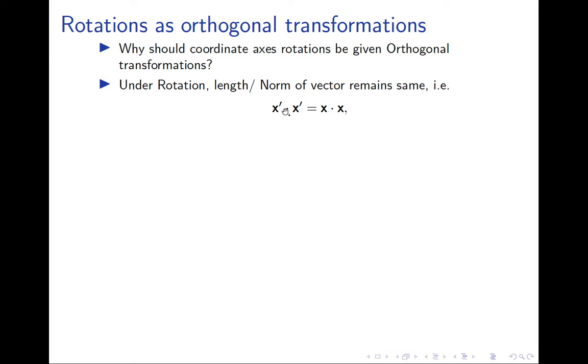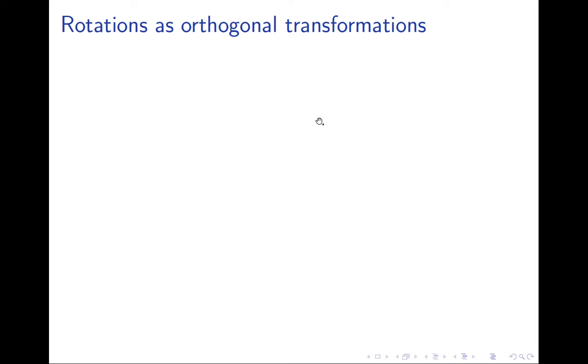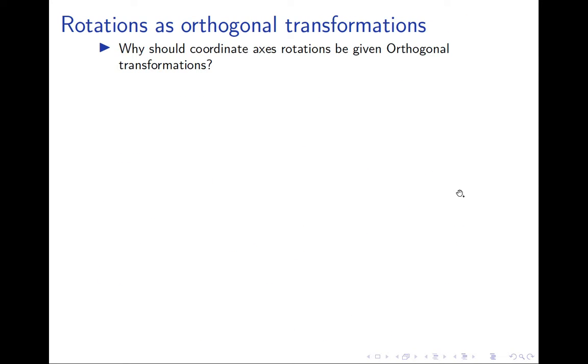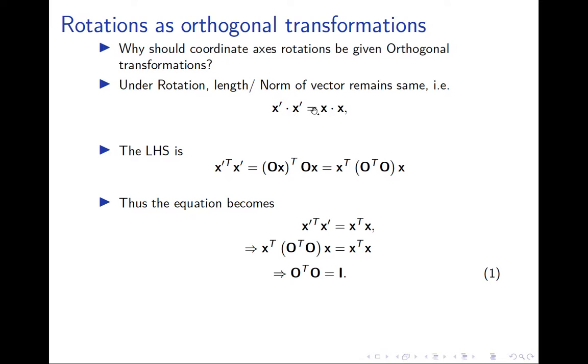Nonetheless, this is more intuitively clear when we look at the diagram: the components x and y have changed to x prime and y prime. But the length of the vector, which is the distance from the origin, doesn't change under rotations about the origin, because it is anchored at the origin. So the length doesn't change.